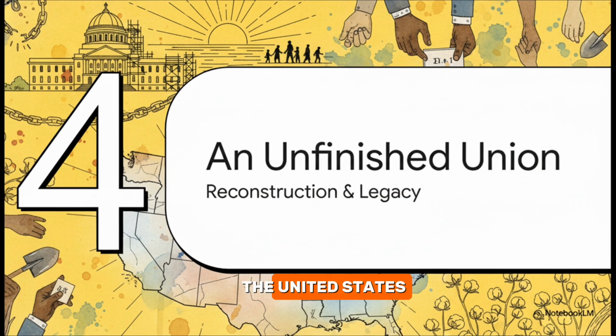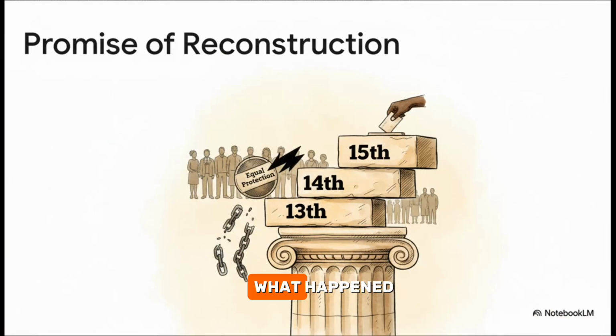It was the United States' first real attempt at creating a truly multiracial democracy, a radical effort to completely remake the South and actually deliver on the promise of freedom. And just look at what happened. In just 5 short years, 3 revolutionary amendments were added to the Constitution.